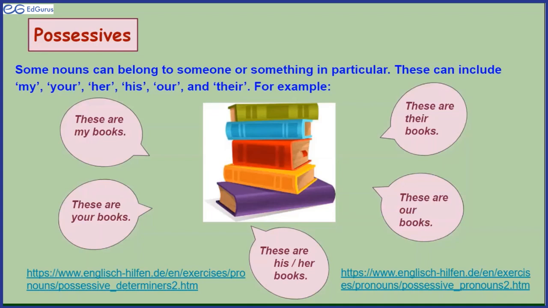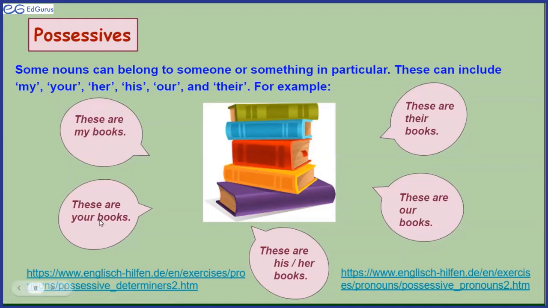But if we use mine in place of my, then the sentence would be, these books are mine. Right? These books are mine. Now, mine has not been used here before a noun. So that's why mine is not a determiner. It is definitely a pronoun. Is that clear?